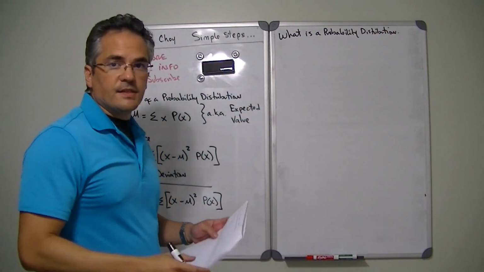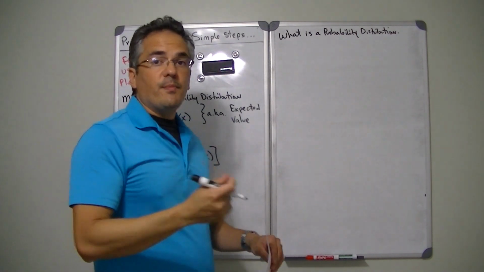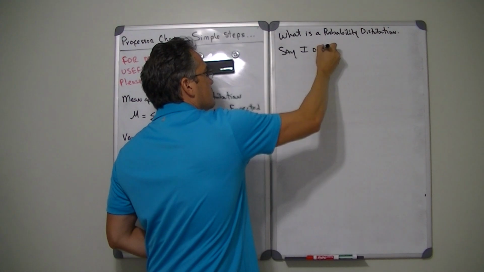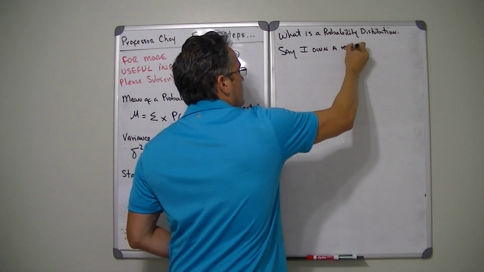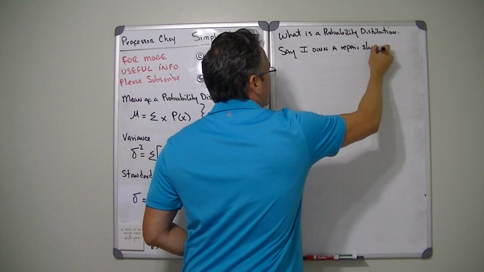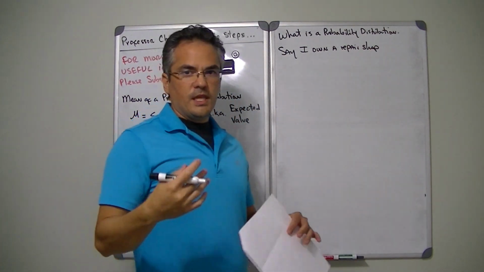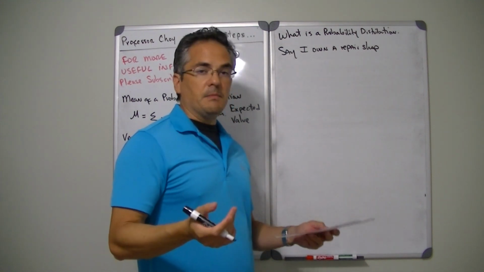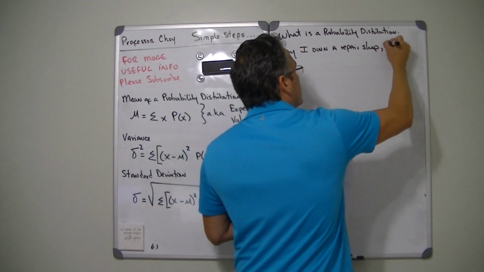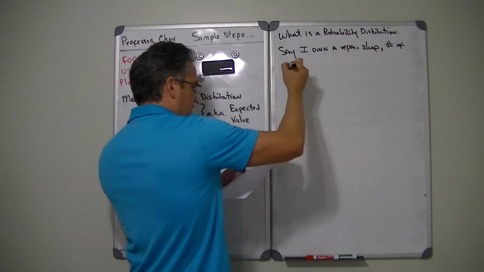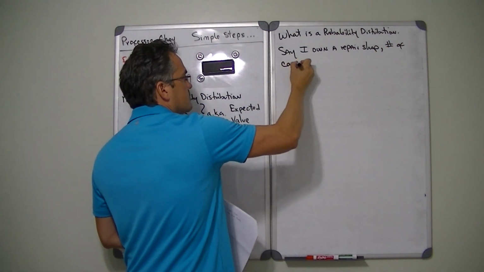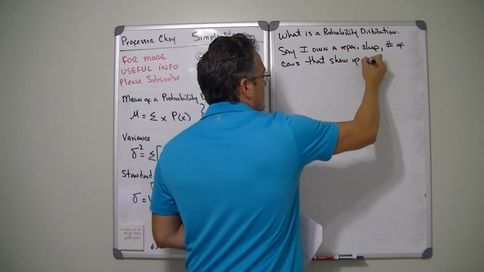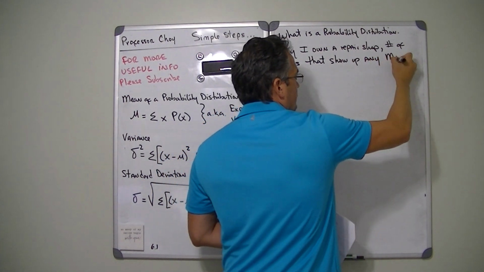Alright, now let's create a simple problem. Imagine that I own a repair shop, and I want to know the probability of how many cars I'm going to be servicing on any Monday. So, the number of cars that show up on any particular Monday.